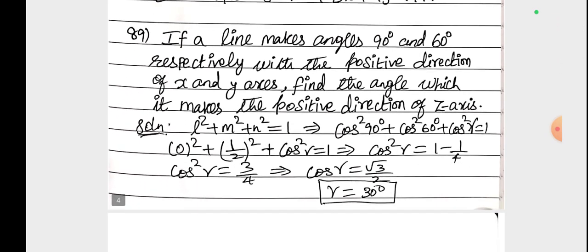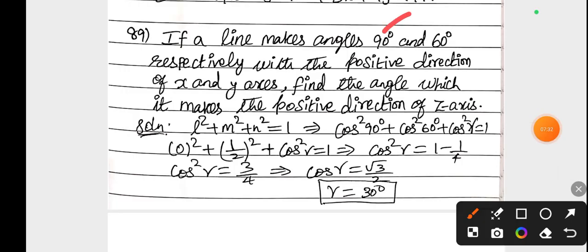Go for the 89th, easy. A line makes angles 90 degrees and 60 degrees respectively with the positive direction of x-axis and y-axis. Find the angle which it makes with the positive direction of z-axis. X-axis angle 90 degrees, children. Y-axis angle 60 degrees. Z-axis angle, what? That is what they are asking.